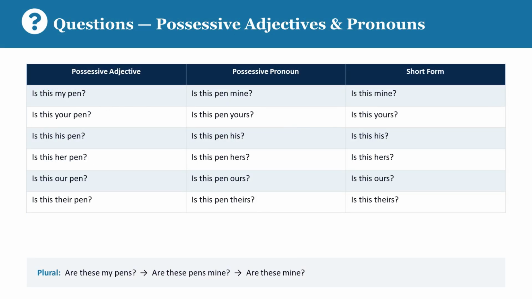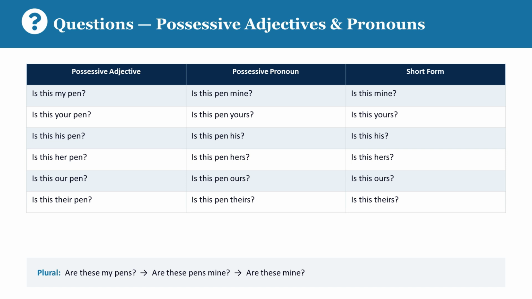Now, let us learn how to ask questions using possessives. To form a question, we move the verb is or are to the beginning of the sentence. Is this my pen? Using the pronoun, is this pen mine? Or simply, is this mine? Is this your pen? Is this pen yours? Is this yours? Is this his pen? Is this pen his? Is this his?